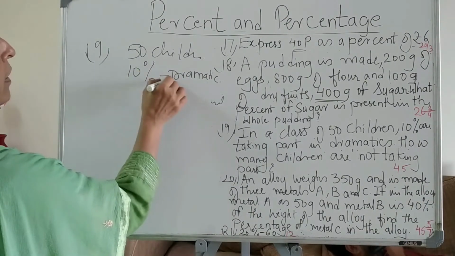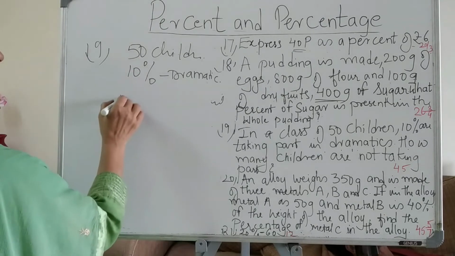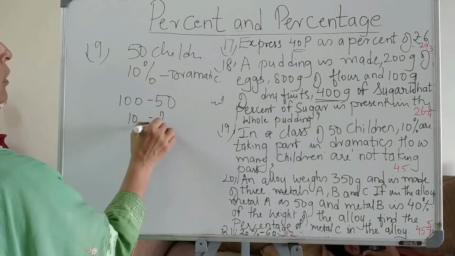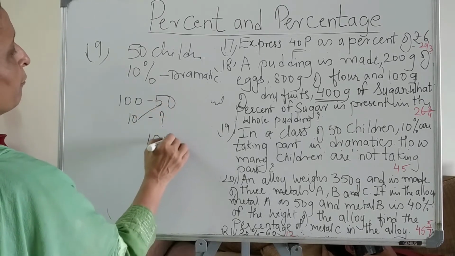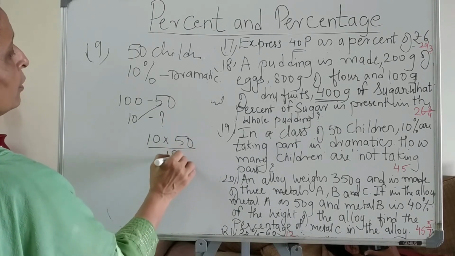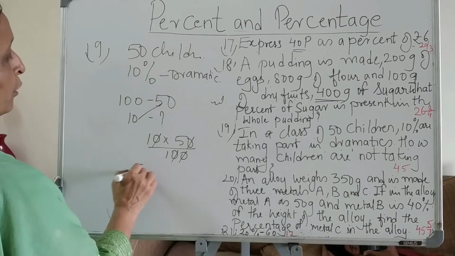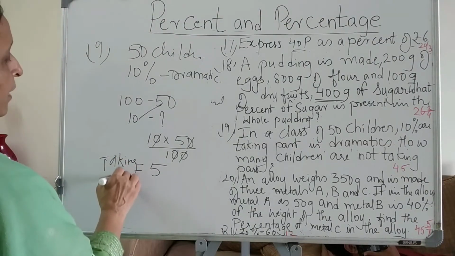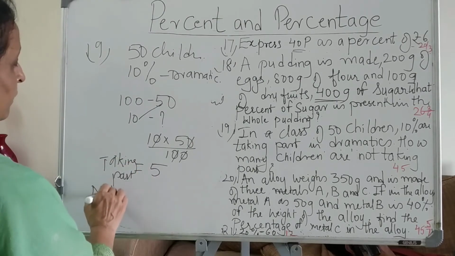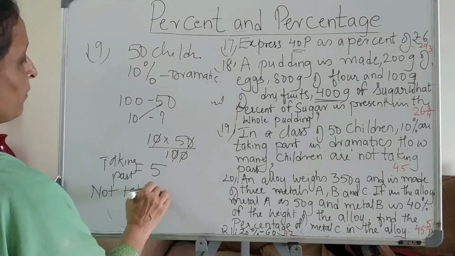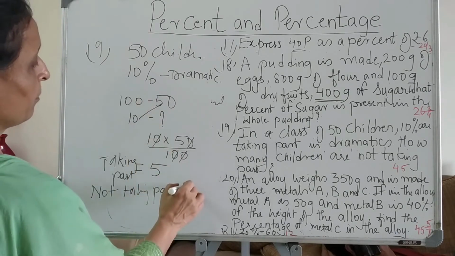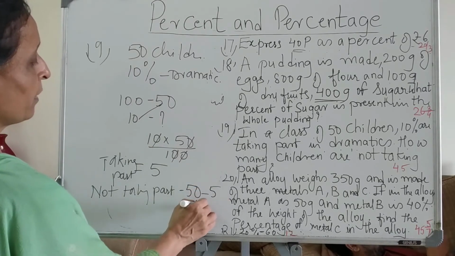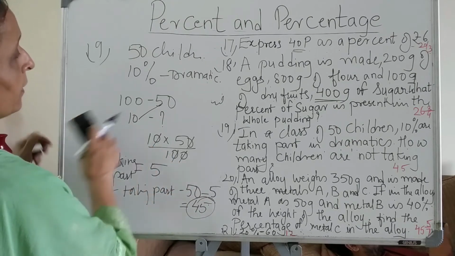So let us calculate how much is 10%. 50 is 100%. Now 10% is how much? Cross multiplication, 10 into 50 by 100. So this 2 is cancelled. The number of students who are taking part is 5. Naturally, not taking part is 50 minus 5. You get 45. So this many students are not taking part in the dramatics.